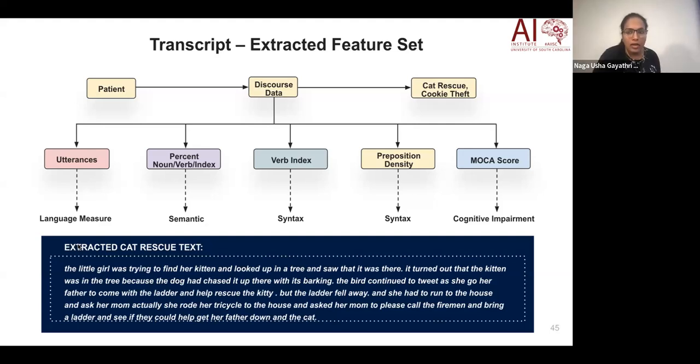What is what, Dr. Das? Verb index. Is it Dr. Das? Yes, yes. Okay. Verb index, verb index. Yeah. What is verb index?